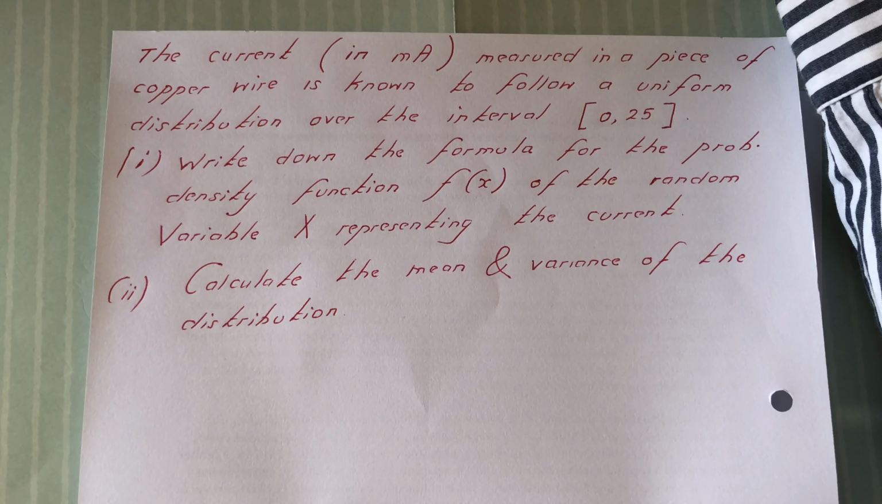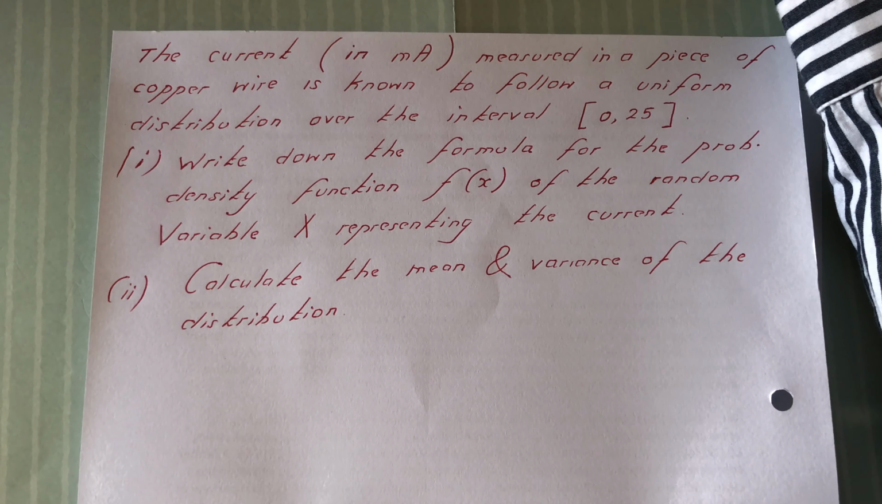0.75. Next question. The current in milliamperes measured in a piece of copper wire is known to follow a uniform distribution over the interval 0 to 25. Part 1. Write down the formula for the probability density function f of x of the random variable x representing the current. Part 2. Calculate the mean and variance of this distribution.